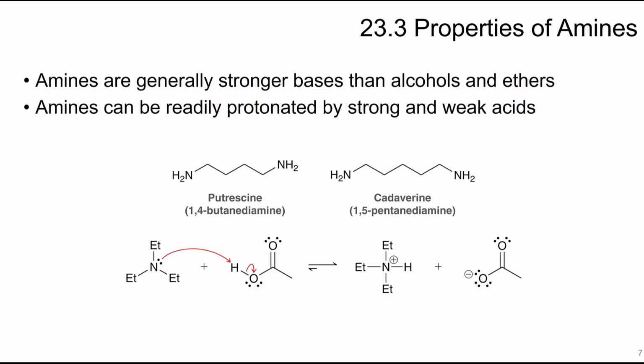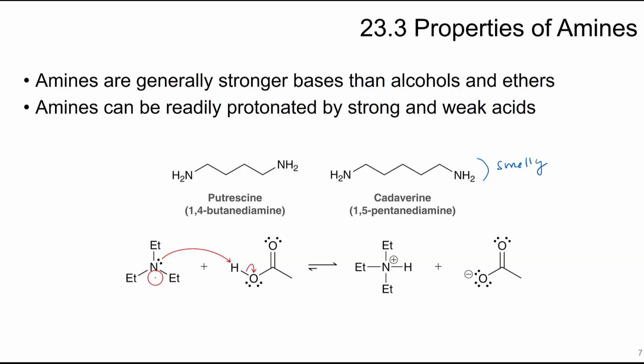Amines are generally stronger bases than alcohols and ethers are, and they can be readily protonated by strong and weak acids. So putrescine and cadaverine, these are very smelly amines. As you could imagine from their name, those have two nitrogens. Those are good for hydrogen bonding, so their boiling points I would imagine are high, but I don't have those off the top of my head here. So amines do not have good smells. Rotting fish has an amine smell, so if you're smelling rotting fish, that's amines.